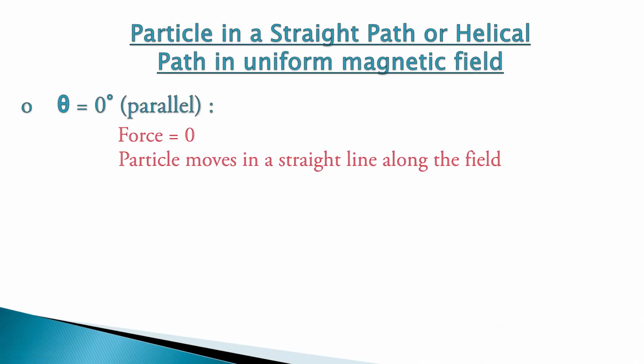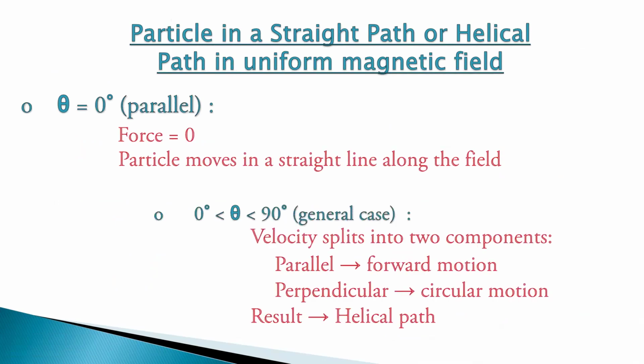Now, if the velocity of the charged particle is parallel to the magnetic field, that is, theta equals 0 degrees, then the magnetic force is 0 and the particle just moves in a straight line along the field. But if the velocity makes an angle between 0 degrees and 90 degrees with the magnetic field, then we can think of the velocity as having two parts: a parallel part, which makes the particle move forward, and a perpendicular part, which makes the particle circle around. When these two combine, the particle follows a helical path.